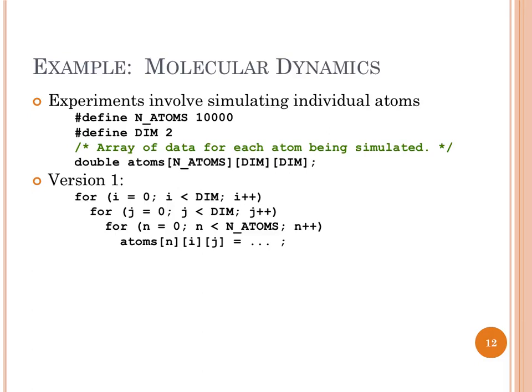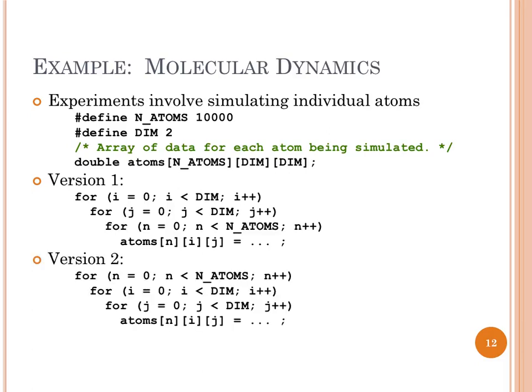And so he sent me code like this. Notice i is 0, i is less than dim, j is 0, j is less than dim, and then he iterated over n. And for whatever reason, that was perfectly fine for his program. Notice he would do some computation for each element. And I sent it back and said, you should reorder the loop like this. Notice I have n on the outside now, and i and j on the inside.